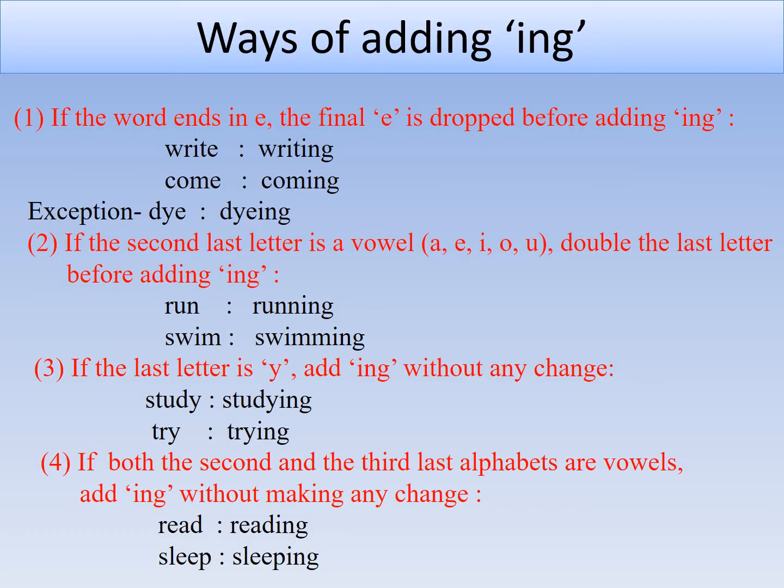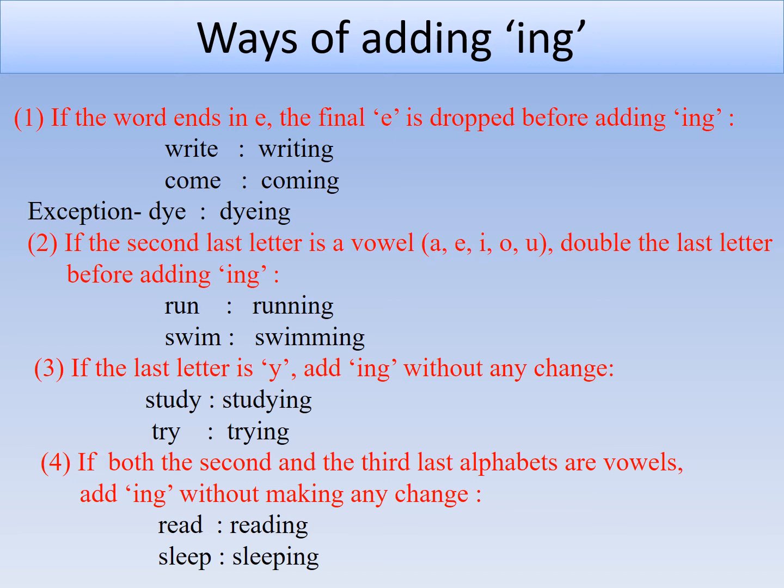Now, you know, in present continuous tense, we need to add ing with first form of verb. Now here, let's look at the ways of adding ing. There are certain rules. If you go through these rules, you will be able to make correct words without any spelling mistake. Rule number 1. If the word ends in E, then the final E is dropped before adding ing.